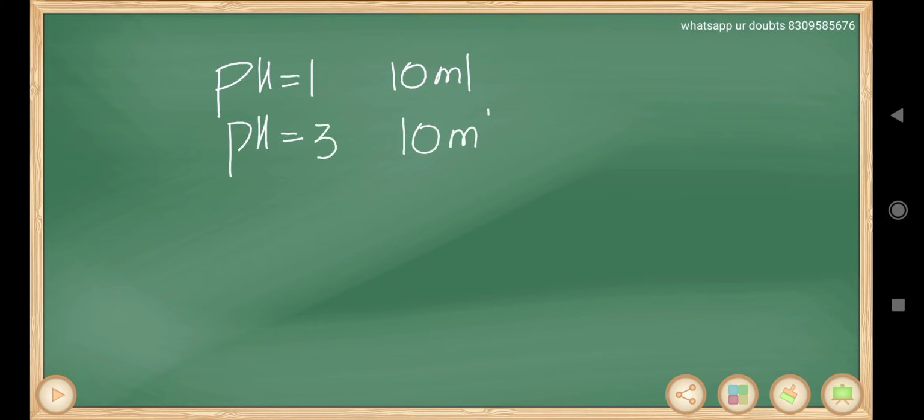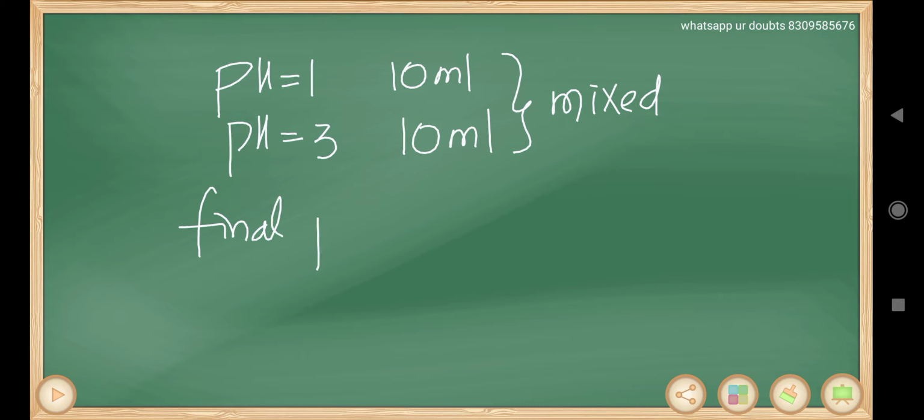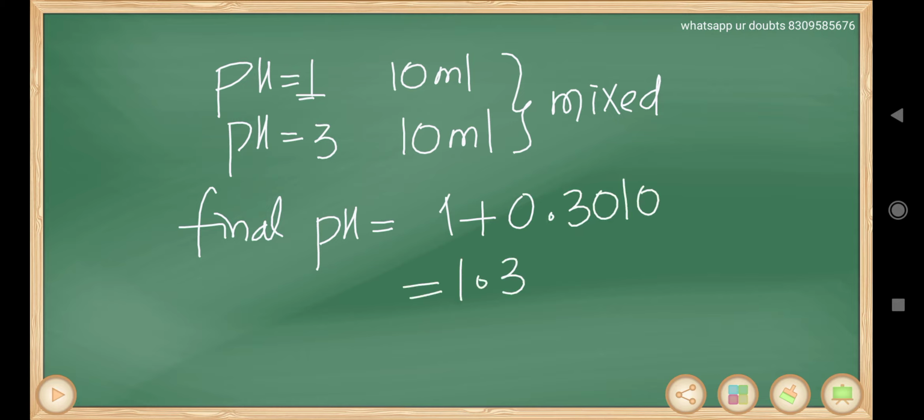I'll show you one example. pH is equal to 1, 10 ml. pH is equal to 3, 10 ml. When these two are mixed, final pH is equal to lower pH, which is 1, plus log 2. Log 2 is 0.3010. That is nothing but 1.3. Lower pH plus log 2.